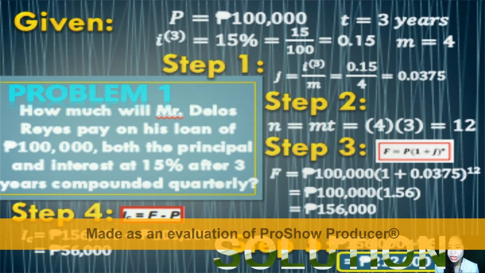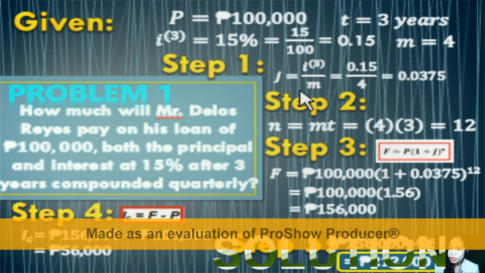Based from the problem, we have the present value is 100,000 pesos. However, you are given the nominal rate, which is 15%. If you will convert that one in decimal form, that is 15 divided by 100 is 0.15. And your time now is 3 years. Now, since it is compounded quarterly, how many quarters are there in a year? Yes, that is 4. Correct. Meaning, we will use 4 as your m here and 3 as your t here. So later on, we can solve for n.